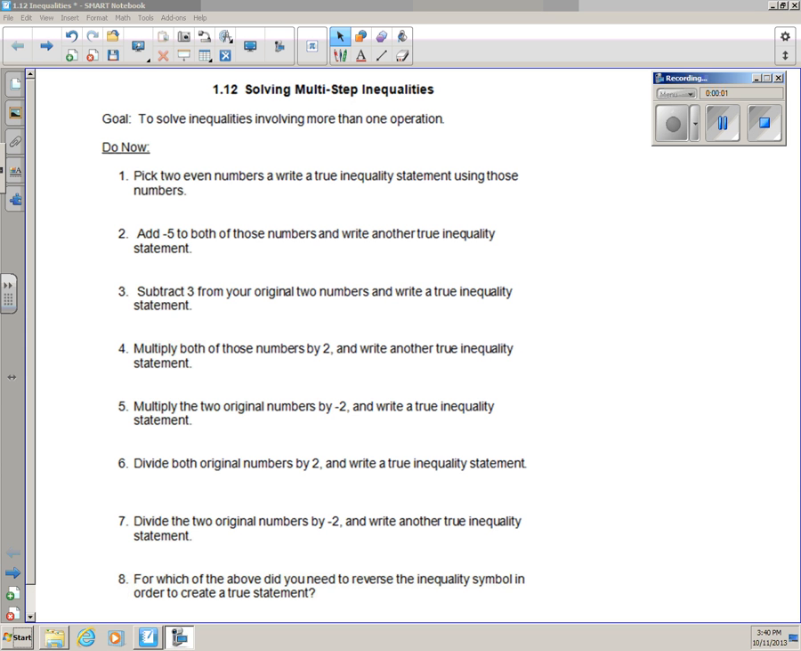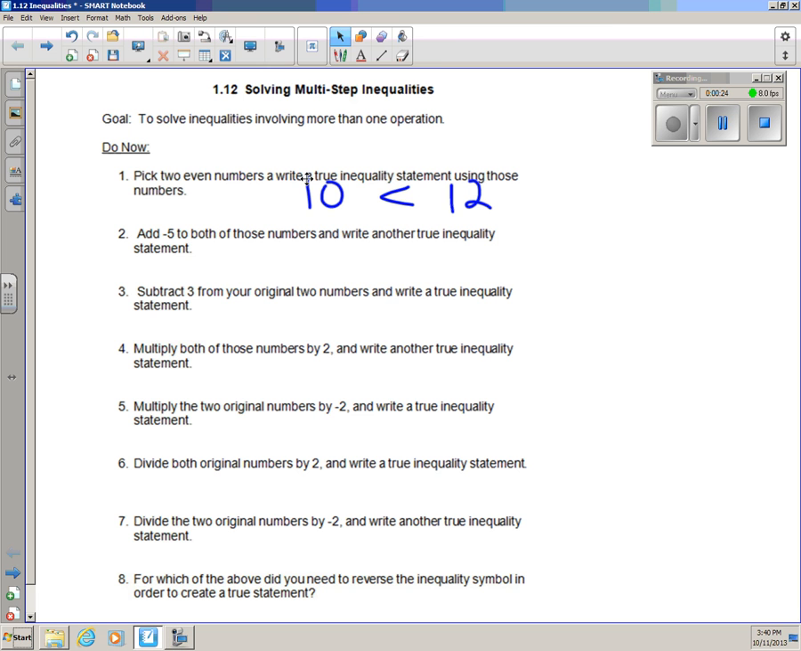Okay, so today's lesson is solving multi-step inequalities, and the idea is that you're supposed to go through 1 through 8. I'm going to do this with you though. If we pick two even numbers, let's say 10 and 12, and write an inequality that's true, hopefully we agree that 10 is less than 12.